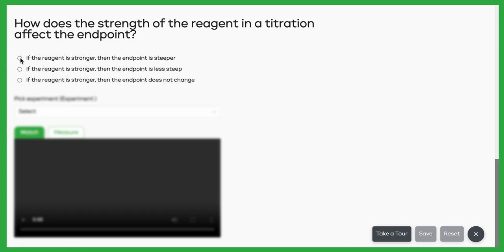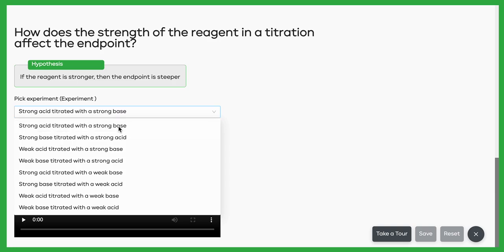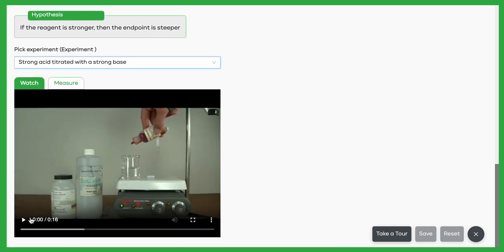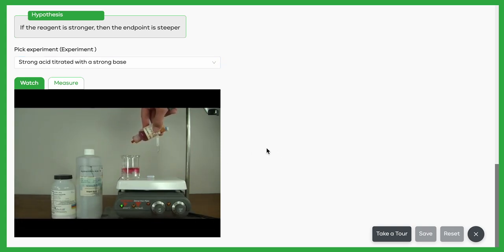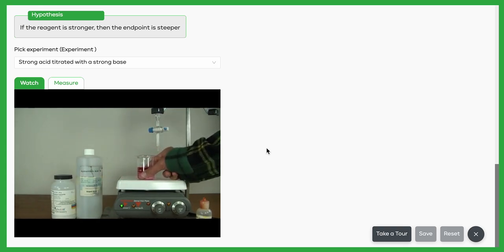Let's go ahead and just pick one of these at random. Okay, there I just showed you how that works. And let's look at what one of these reactions looks like. So if I press play, we're going to put a strong acid with a strong base. You notice there goes the indicator into solution. Okay, we're going to put the stirring bar in and start stirring it.